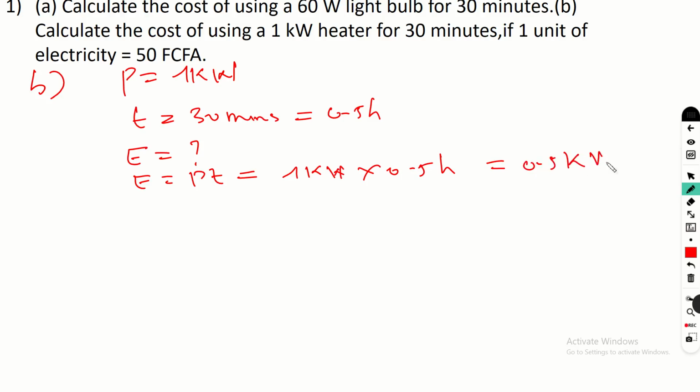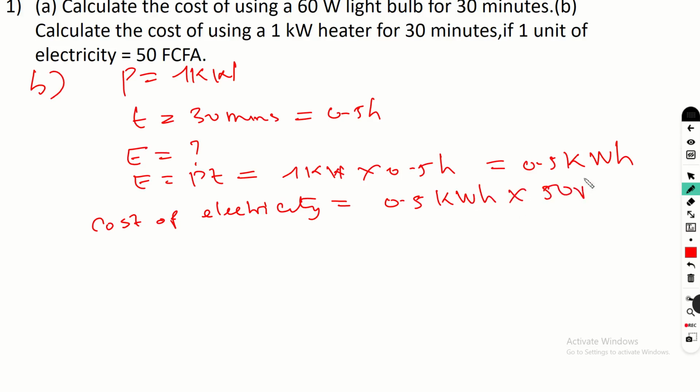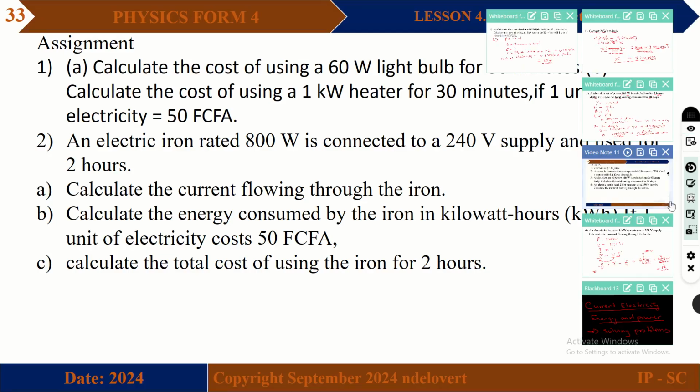0.5 kilowatt hour. Right. Now, what's the cost? The cost of electricity will be equal to the total energy, 0.5 kilowatt hour, times 50 francs, which should give you 25 francs. So that's what you're going to do to get the amount. Hope it's clear. Great. Now let's look at the next one.